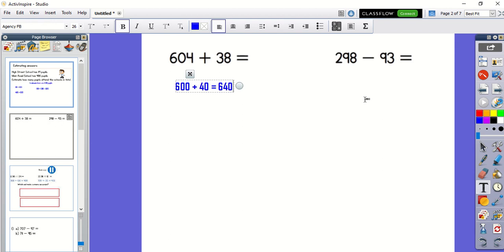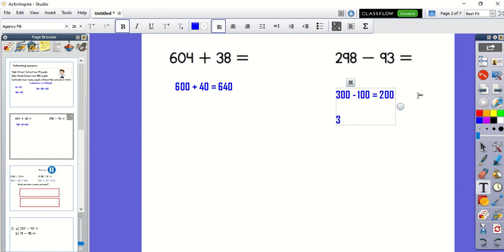And welcome back if you've had a go. So 298 take away 93. Well, I'm going to do 300 because that's very close to 298. And I'm going to take away 100 because 93 is close to 100. And that's a very easy sum because it gives me 200.